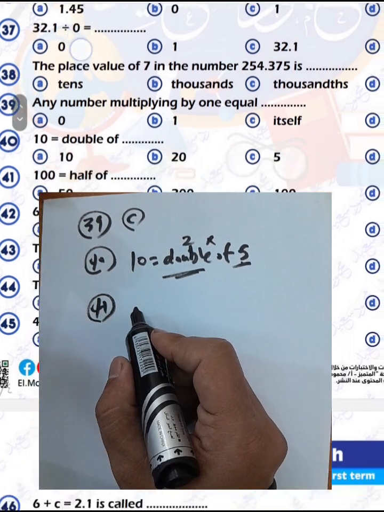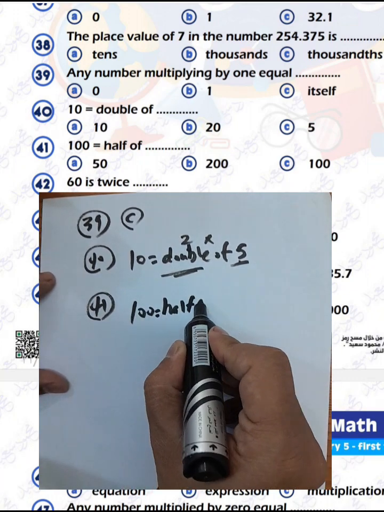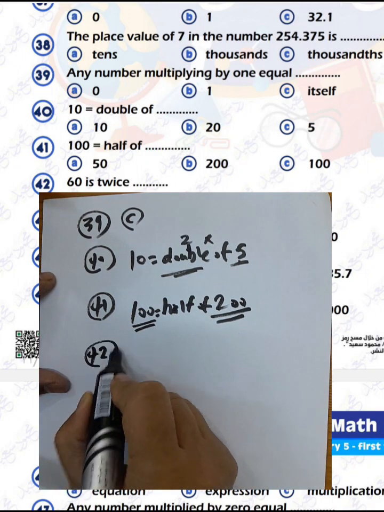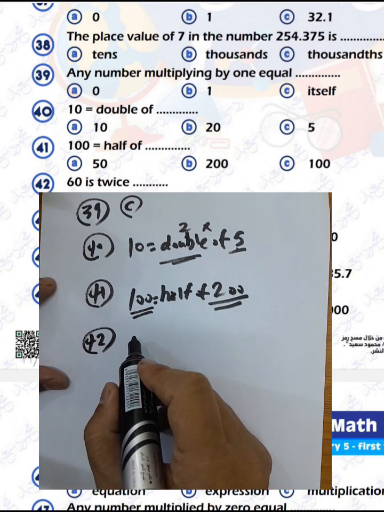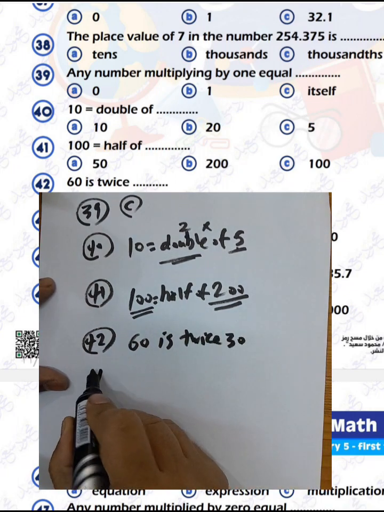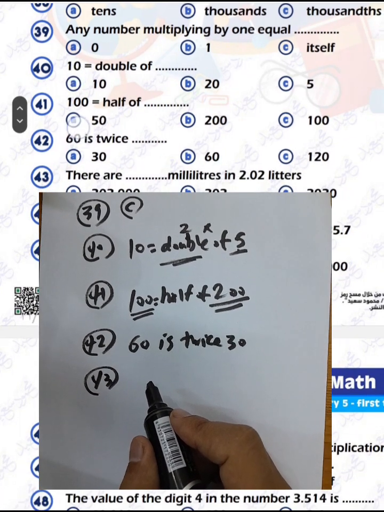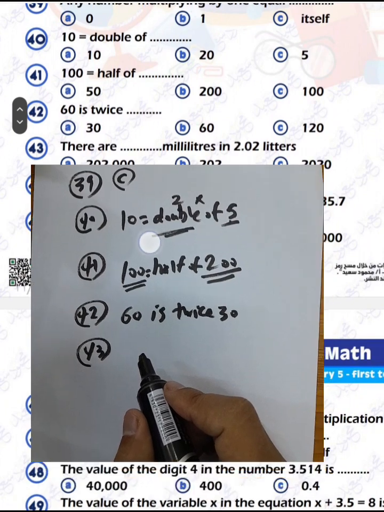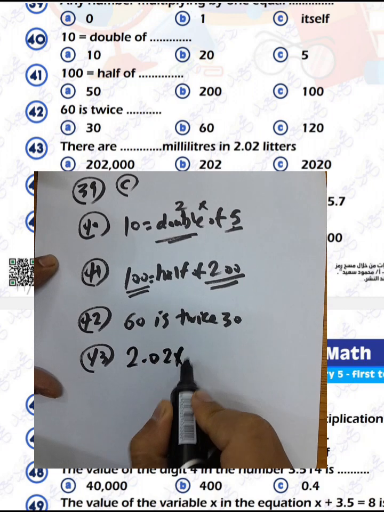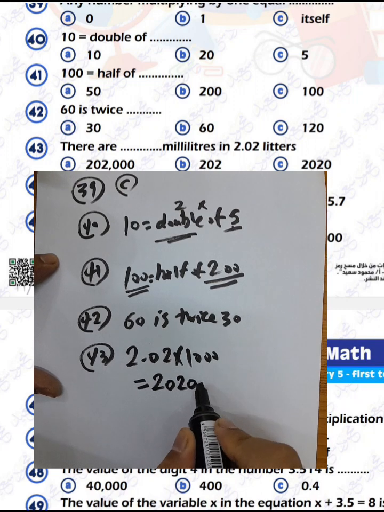41. 100 equals half of 200. Half of 200 will be 100. Question 42. 60 is twice 30. Question 43. There are how many milliliters in 2.02 liters? Multiply by 1000. 2.02 times 1000. We must move the point to the right by 3 places. Write 202 and write 0 here.